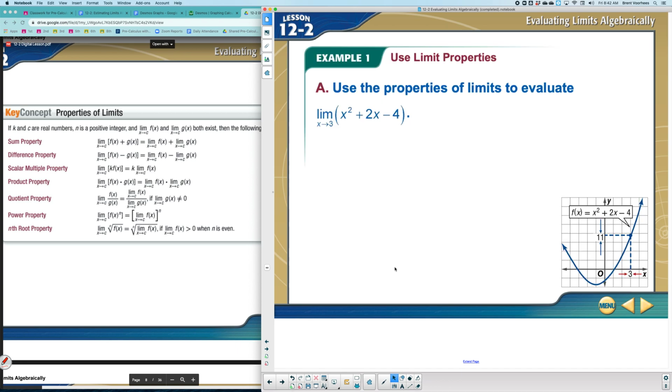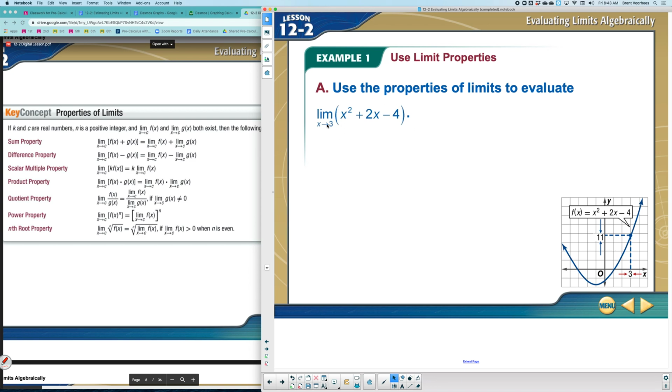So the whole idea today is, without using a calculator or graphing like we did last class, how could we find the limit of this function? Looking at the graph, we would have said, okay, as we approach 3 from both the left side and the right side, it approaches the y value of 11. That's how we would have done this on lesson 12.1. Well, how can you do it on 12.2?